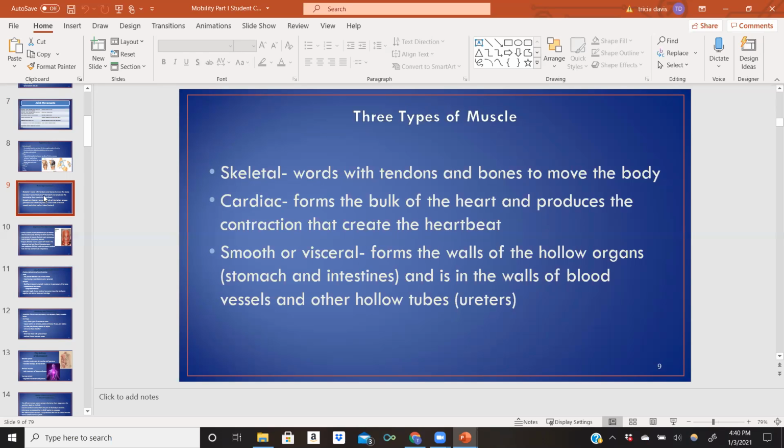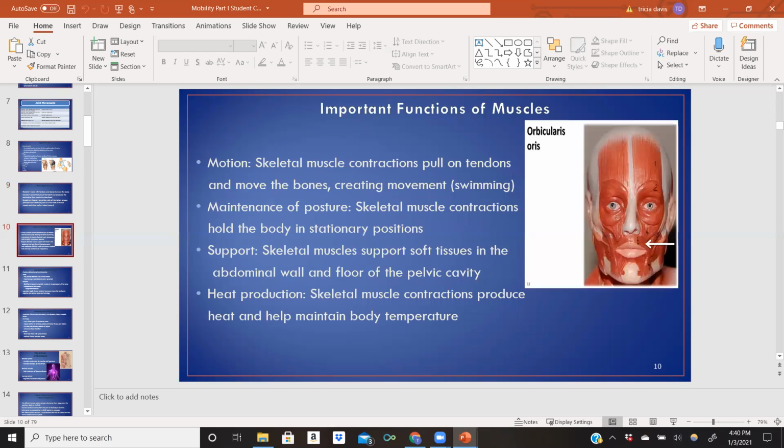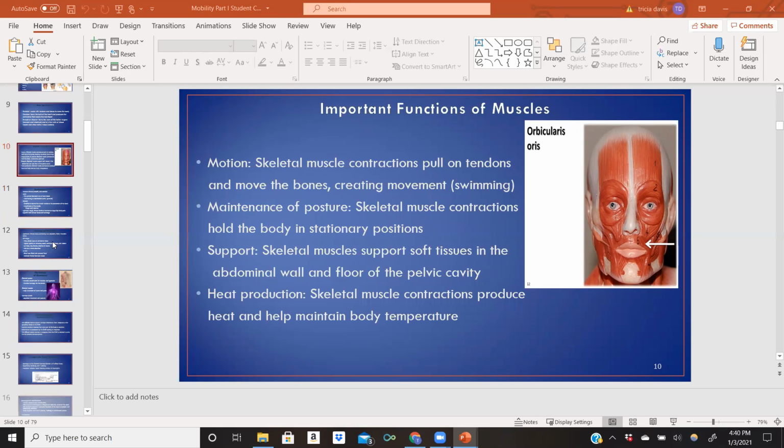So again, this is all just a review for you guys from that anatomy and physiology. So, important functions of muscle.